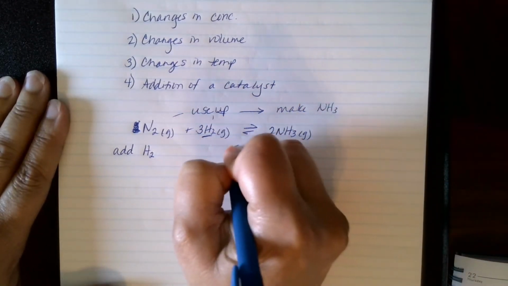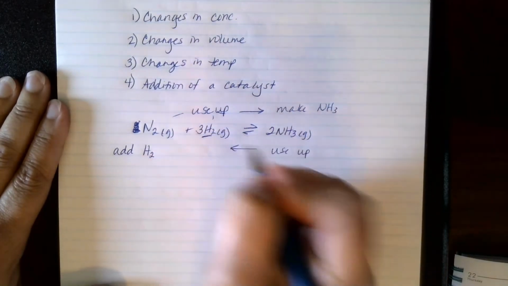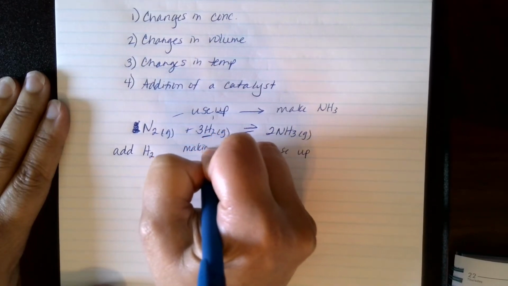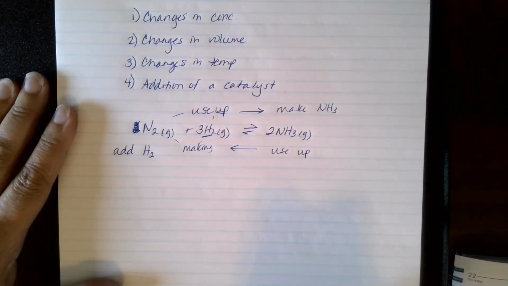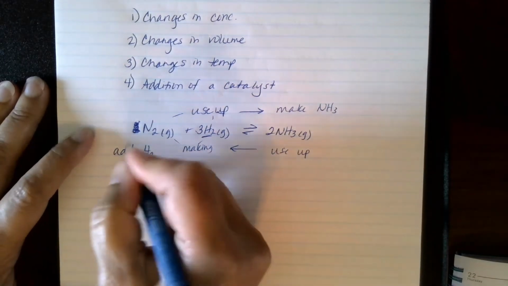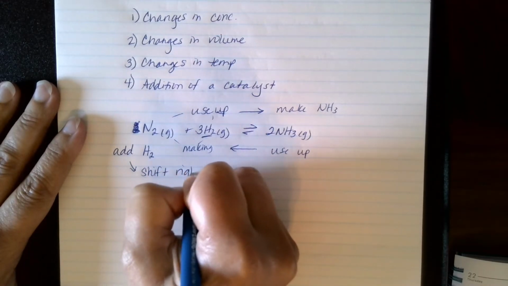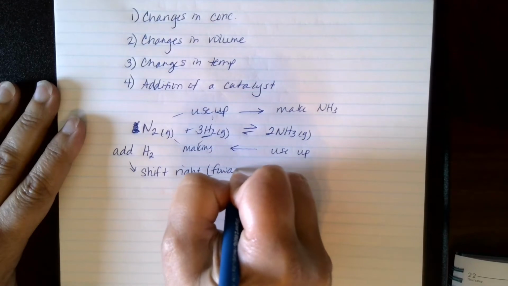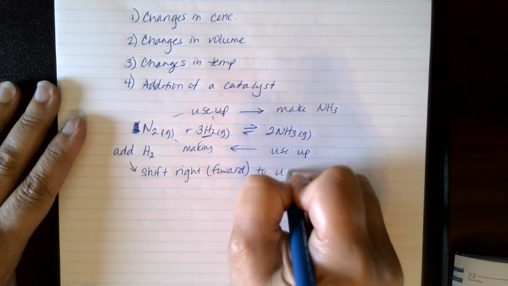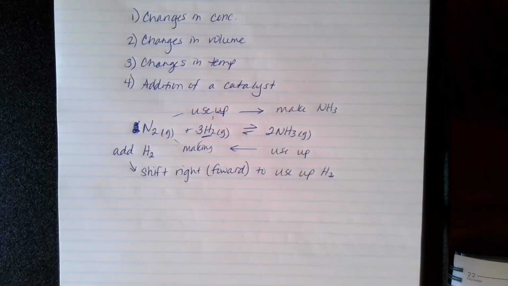If the reaction goes backwards, then I am using up this stuff and making more of this stuff. All right, so if I added a whole bunch of hydrogen, I need to get rid of it. In other words, I need to use it up. So if I add hydrogen, it's going to shift to the right, in other words, the forward reaction, to use up the hydrogen. Since I added some to it, it wants to use it up so it can go back to the way it was.